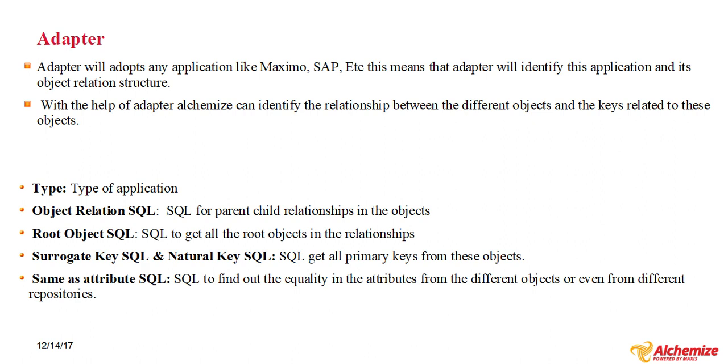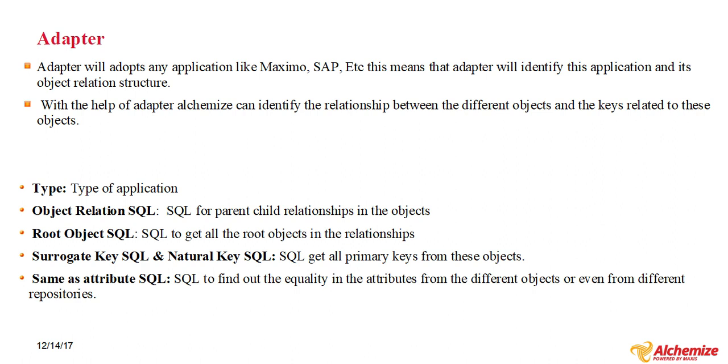In creating an adapter for your job, you will need to provide the following information: type of application, for example, Maximo or SAP. Next, the adapter will need to know the object relationship SQL, in order to easily identify the parent-child relationship in the relationships for your application. After object relationships will be root objects SQL.